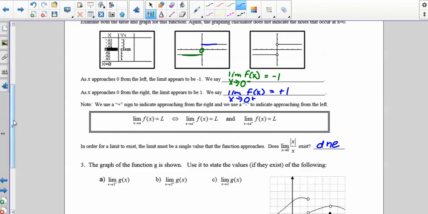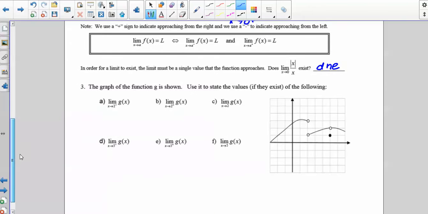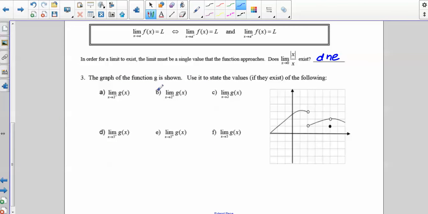Let's look at problem 3. In problem 3 we're going to be finding some left-hand limits and right-hand limits. So first I'm going to find the limit of g of x as x approaches 2 from the left. So here's 2. I'm going to approach 2 from the left, and it looks like I'm getting really close to this y value here of 3. It's okay that there's a hole there, that doesn't matter. I'm getting really, really close to the y value of 3. So this answer is 3.